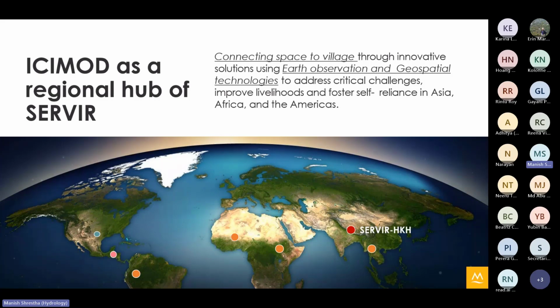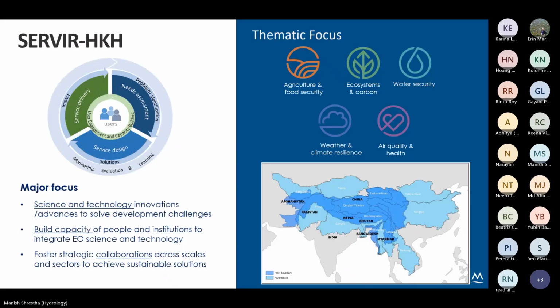So the basic concept of SERVIR is to use Earth observation and geospatial technologies to address different kinds of issues that we have in our region. In SERVIR, we focus on 5 themes, as you can see up there: agriculture and food security, ecosystem and carbon, water security, weather and climate resilience, which I'll be talking about, and then air quality and health.